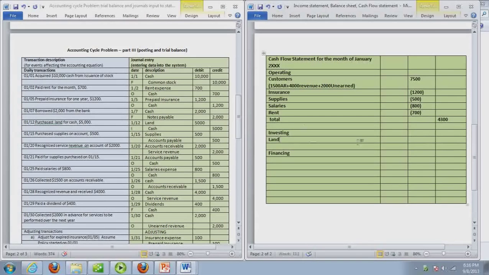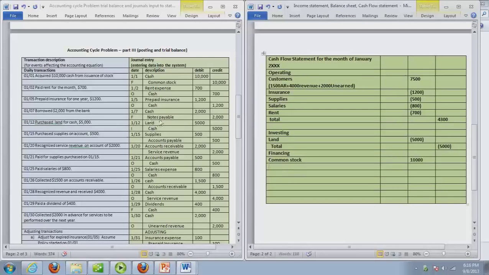We can be very short and to the point. It's going to be minus $5,000 because it's a cash outflow. And then just because you might have other items, I'm just going to go ahead and total it, even though we don't really need to. That's an outflow. And now we're down to the financing items. We have several. One of them is from cash and common stock for $10,000. So I can put common stock. It's an inflow, positive $10,000.